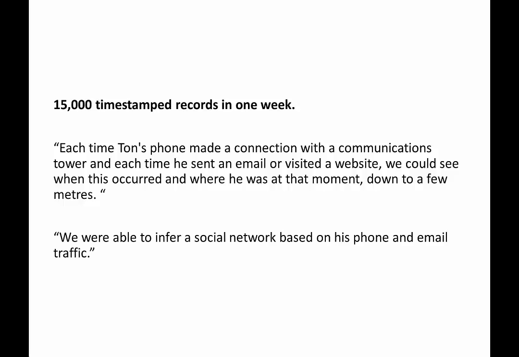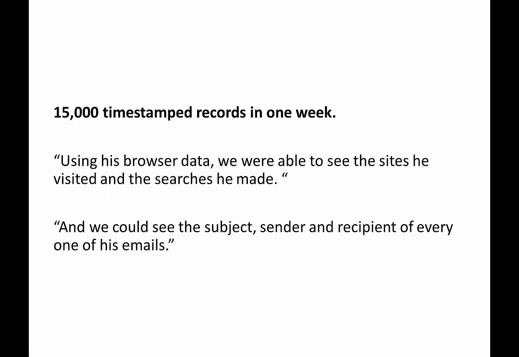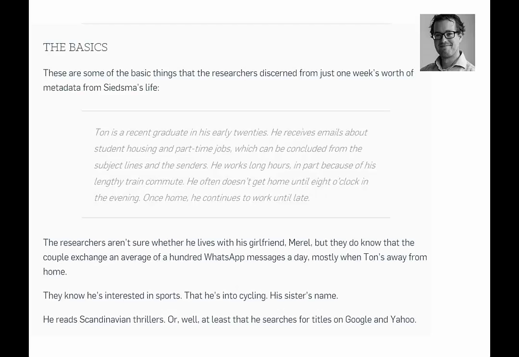We were able to infer a social network based on his phone traffic. So these are the sorts of things that they discovered just from the metadata on his phone. They worked out he's a recent graduate in his 20s, receives email about student housing and part-time jobs. He works long hours. He often doesn't get home until 8 o'clock in the evening, useful if you want to break into somebody's house to find documents or plant some evidence, something like that. He continues to work late.